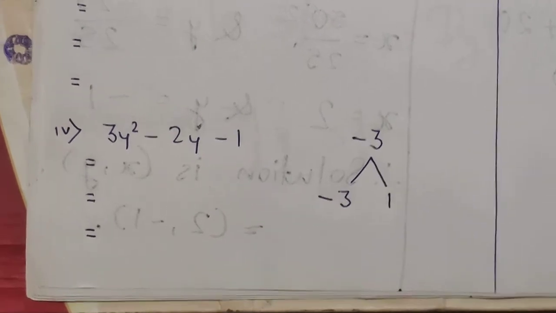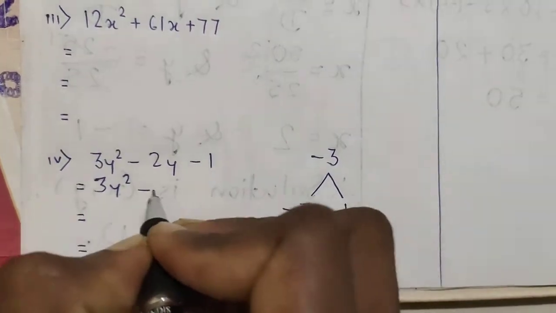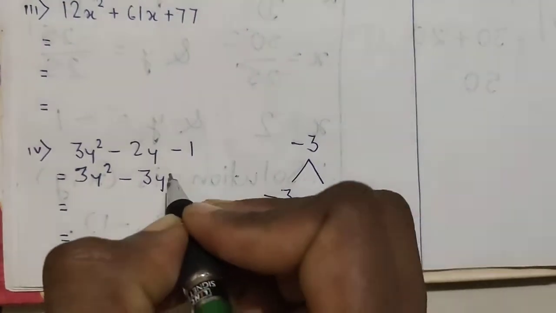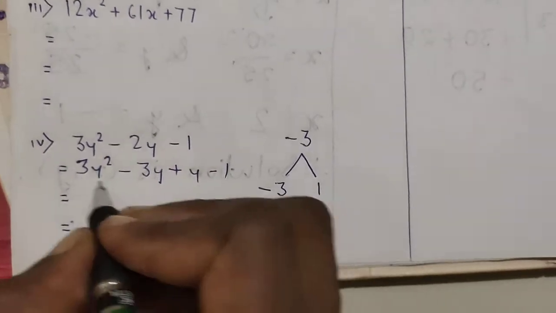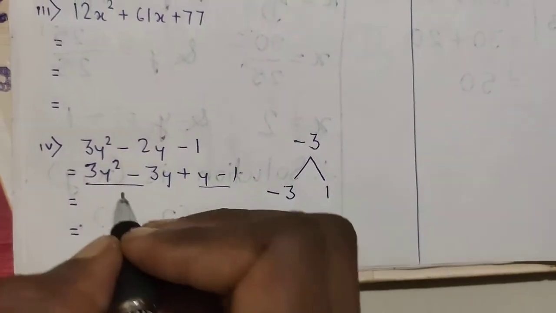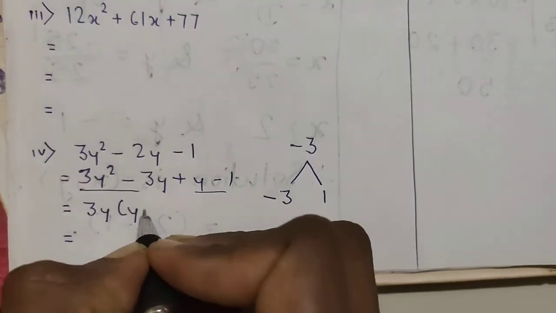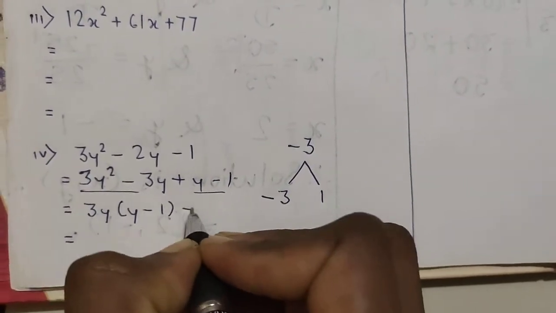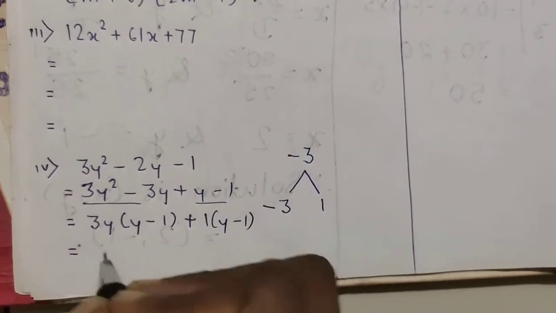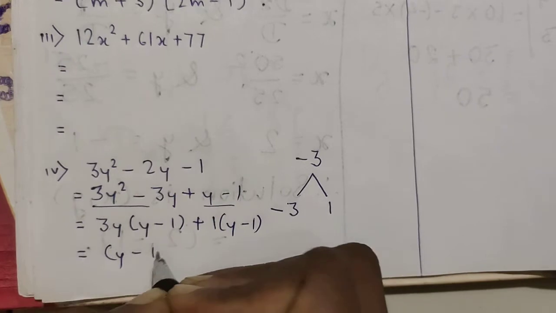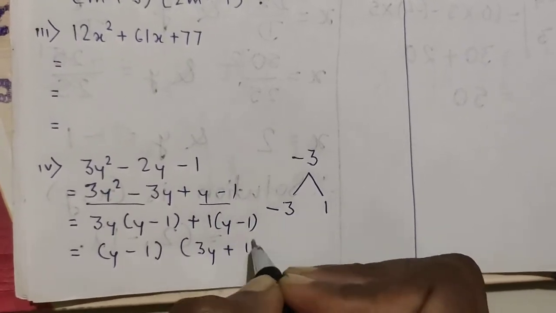Now let us solve this. 3y square minus 3y plus 1y minus 1, that is minus 3 and 1. Now make pairs of 2 terms. Here 3y is common, so y is remaining, minus 1, plus nothing is common, so write 1, y minus 1. So keep y minus 1 in one bracket and 3y plus 1 in another bracket.